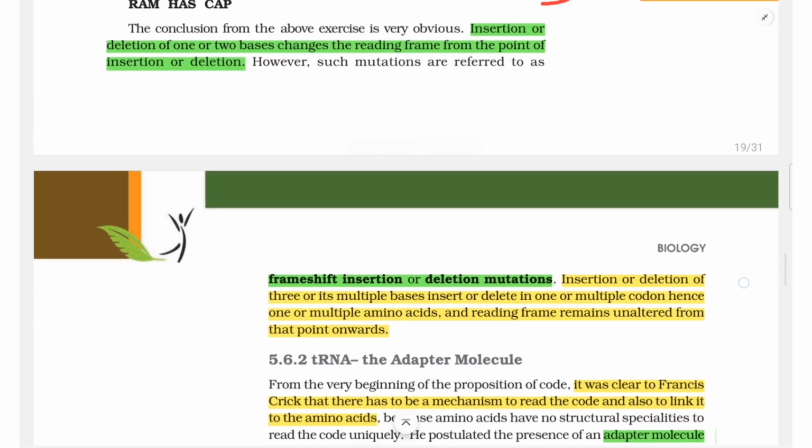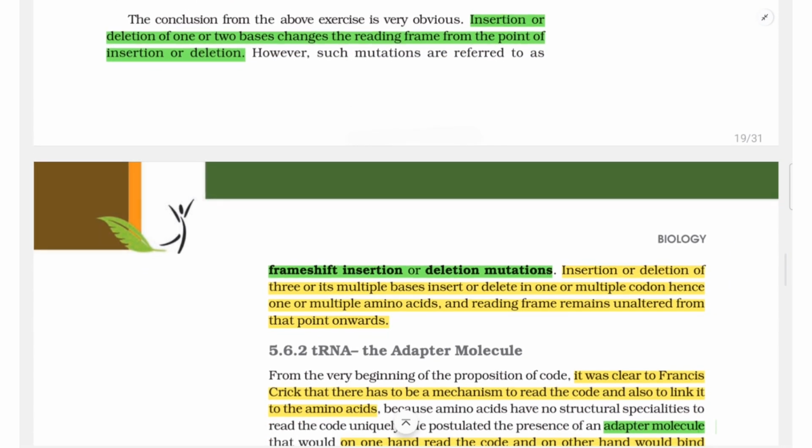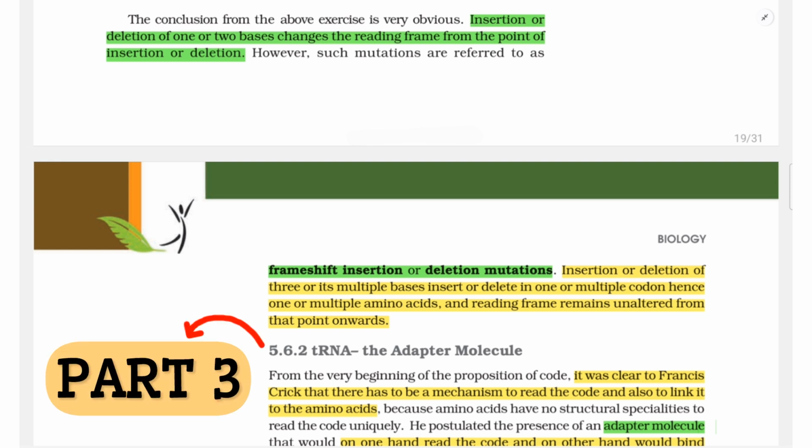Insertion or deletion of one or two bases change the reading frame from the point of insertion or deletion. Hence, such mutations are referred to as frame shift insertion or deletion mutations. Insertion or deletion of three or its multiple bases insert or delete in one or multiple codon, hence one or multiple amino acids, and reading frame remains unaltered from that point onwards.